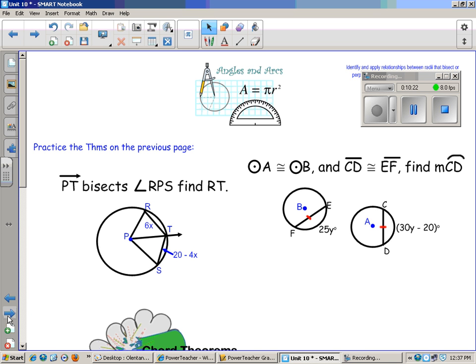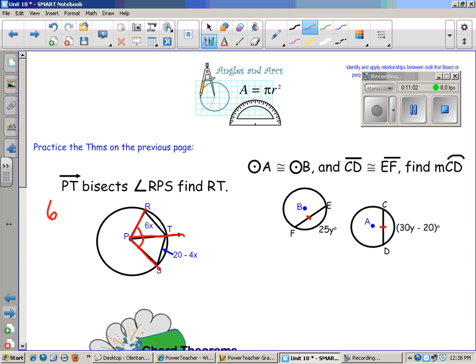If PT bisects angle RPS, so here's angle RPS, and PT bisects it. What can you tell me about angle RPT and angle TPS? They're congruent because it's bisected, so that means it splits it into two equal pieces. Okay, so if these angles are equal, what about RT and TS? Congruent. What about arc RT and arc TS? Congruent.